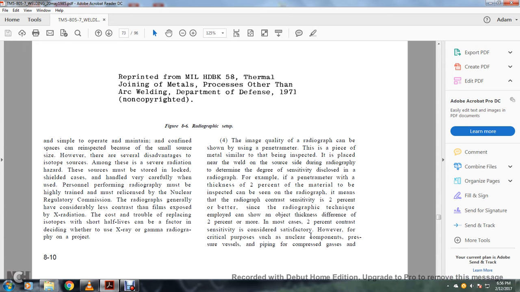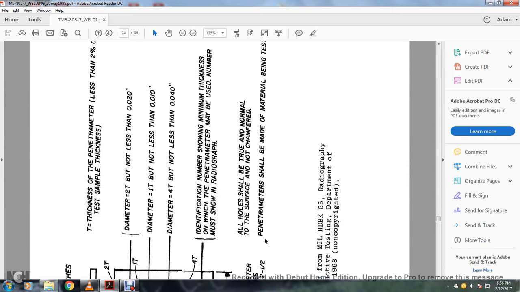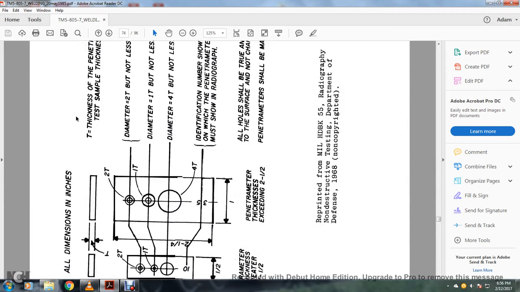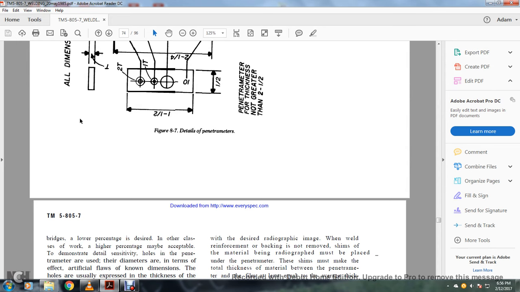However, for critical purposes such as nuclear components, pressure vessels, and piping for compressed gases, lower percentages are desired.